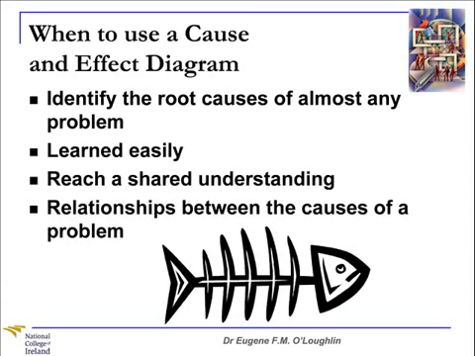So when do we use a cause and effect diagram? Well, it can be used to help identify the root causes of almost any problem that you can think of. This type of diagram is learned very easily by people, and it's very useful in helping teams reach a shared understanding of a complicated problem. We can also use them to organize and analyze relationships between the causes of a problem. Basically, what it's very good at doing is when something has gone wrong and we don't know what it is, we're going to use our cause and effect diagram to help us figure out what is causing the problem.